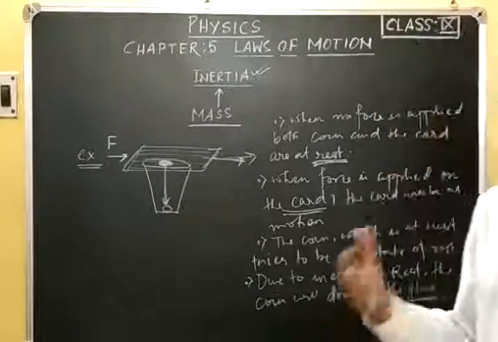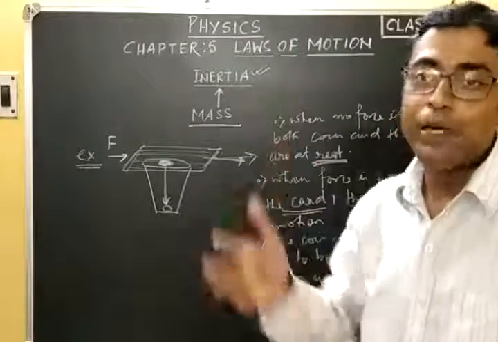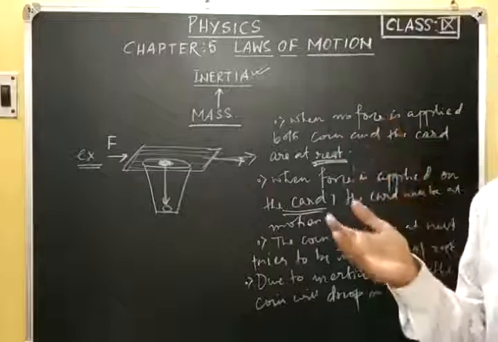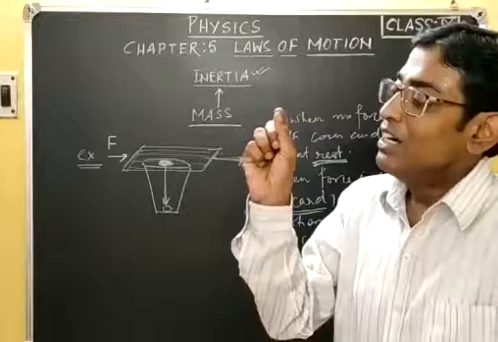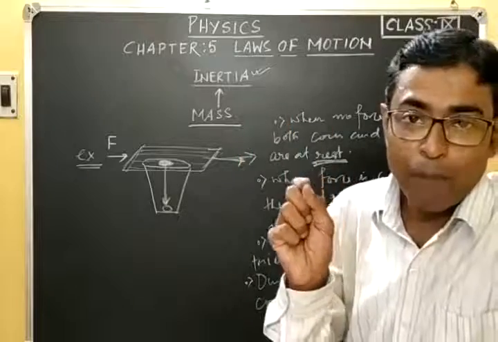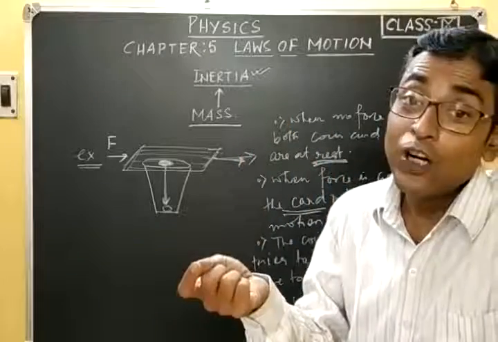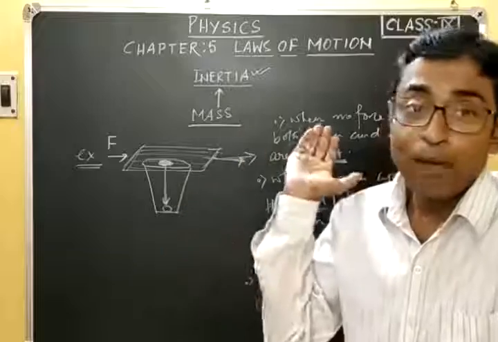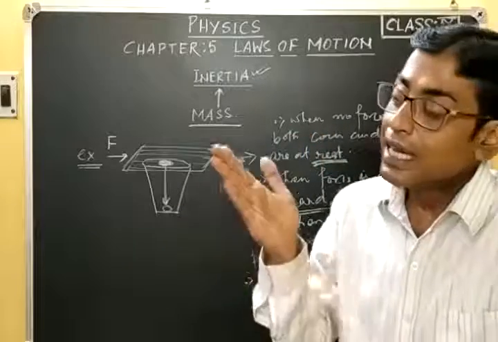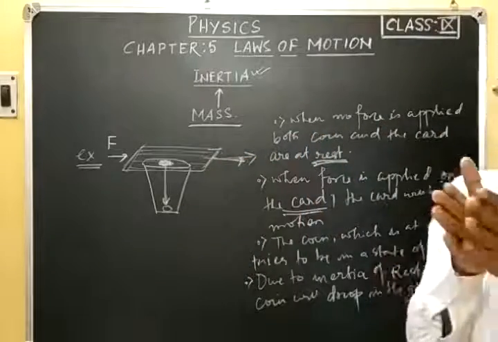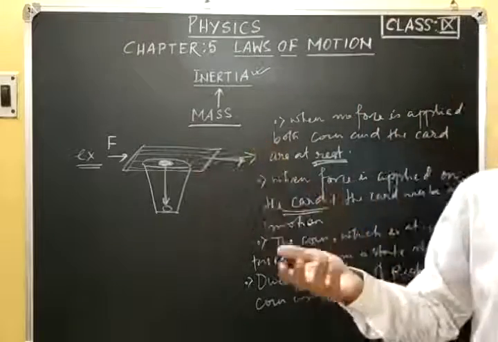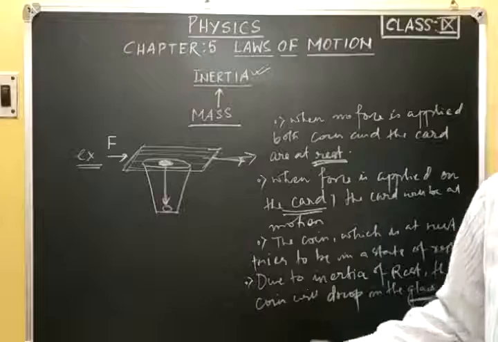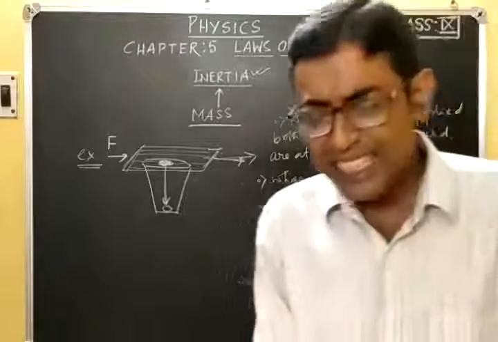In order to remove dust from the carpet, we have to beat the carpet. Why? When we are beating the carpet with a stick, the dust particles on the carpet will be in inertia of rest. But when I apply the force, the carpet just moves. As a result, the carpet and the dust particles will separate, and the dust will fall down. Now see here, you can take many examples.